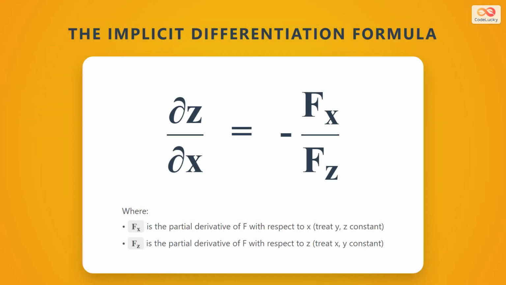Solving that equation gives us this powerful formula. The partial derivative of z with respect to x is equal to -1 times the fraction: partial f with respect to x divided by partial f with respect to z. This simple formula saves us from having to isolate z first.